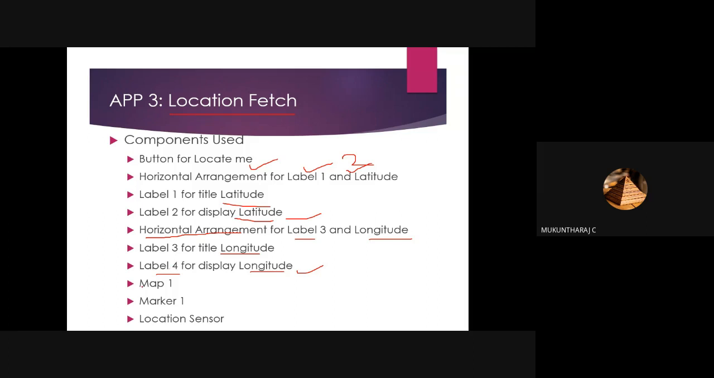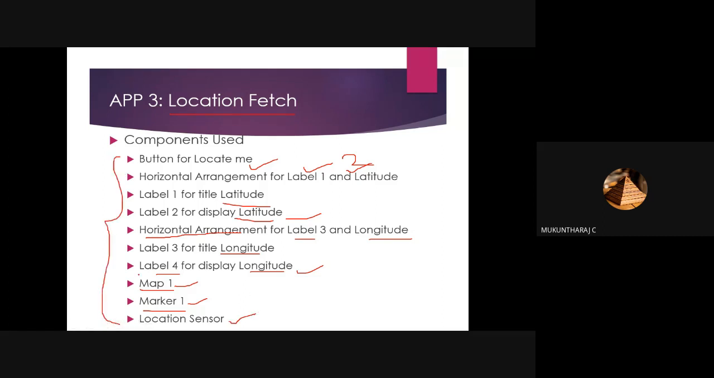And I'm going to use Map 1 to locate the map, and Marker 1. Marker 1 will change while your map is changing or panning. Your marker is going to move to your specific location. And then of course I must use the location sensor. So these are all the components I'm going to use.